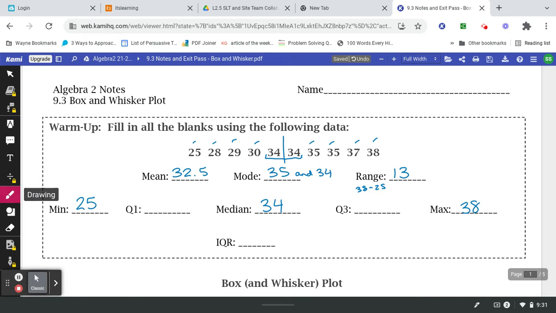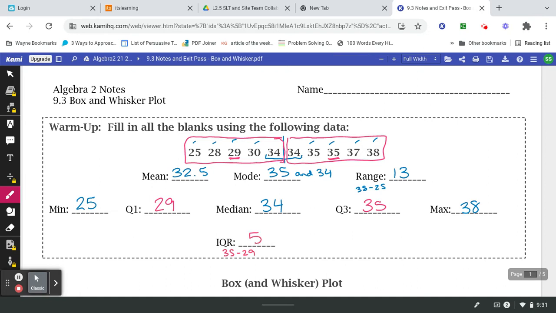And then you're going to look at, for Q1, the bottom half of the numbers and the top half of the numbers. And because the median was between 34 and 34, you actually want to count the 34, the top one in the top half and the bottom one in the bottom half. So that would be 29 for Q1 and the 35 for Q3. And IQR would be 35 minus 29, which would get us 6. 6? 6. Yeah. Okay.